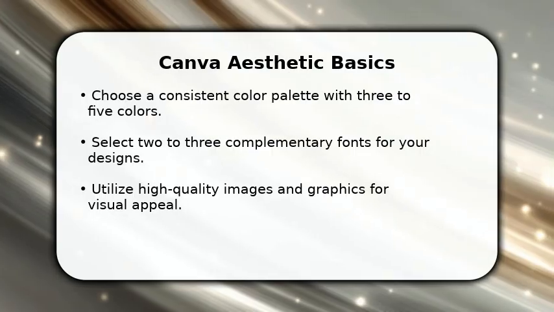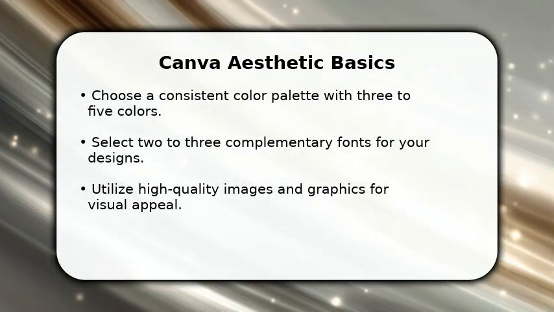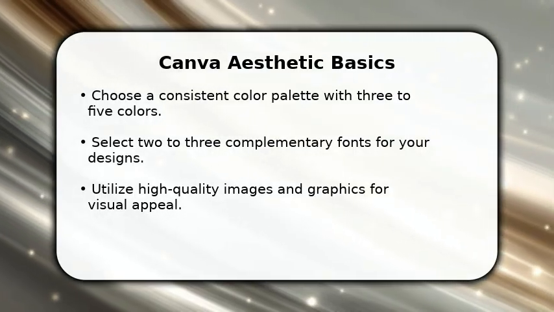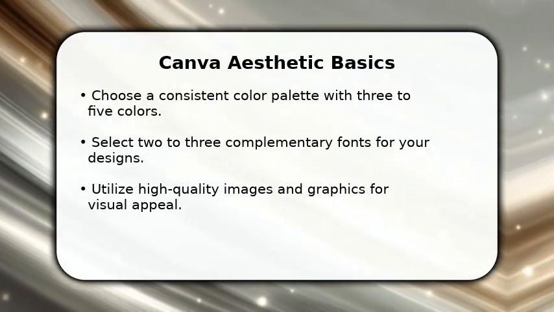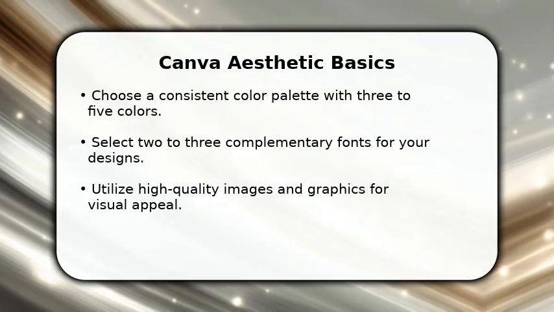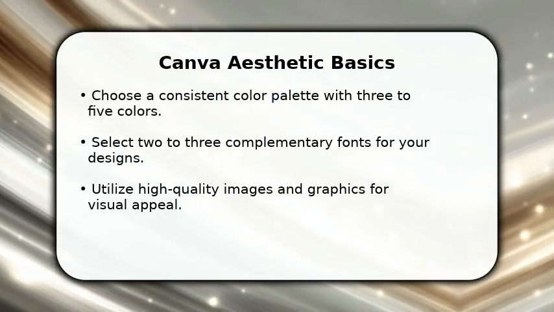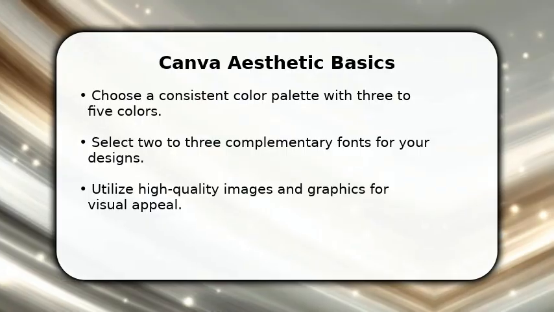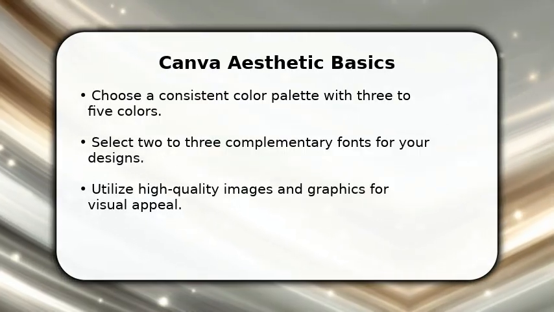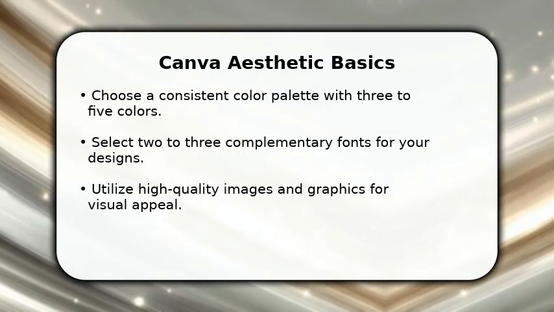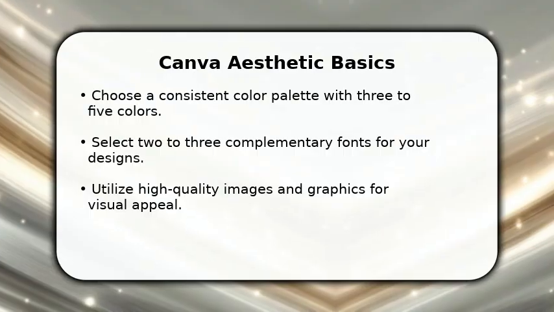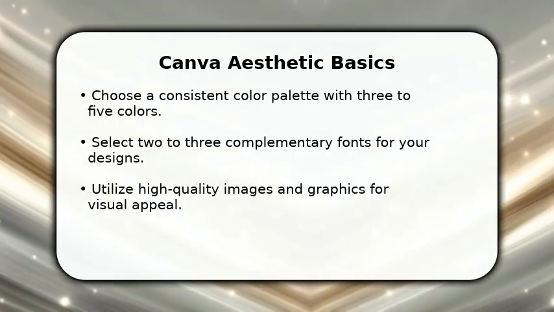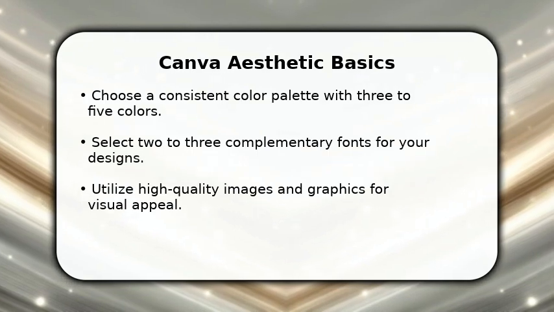In this video, I will explain how to make your Canva aesthetic. First, let's establish a strong foundation. Begin by selecting a cohesive color palette, ideally with 3 to 5 colors, to maintain visual harmony across all your designs. Next, choose 2 to 3 complementary fonts that reflect your brand's personality. Finally, always prioritize high-quality images and graphics to elevate your overall aesthetic and make your creations truly stand out.